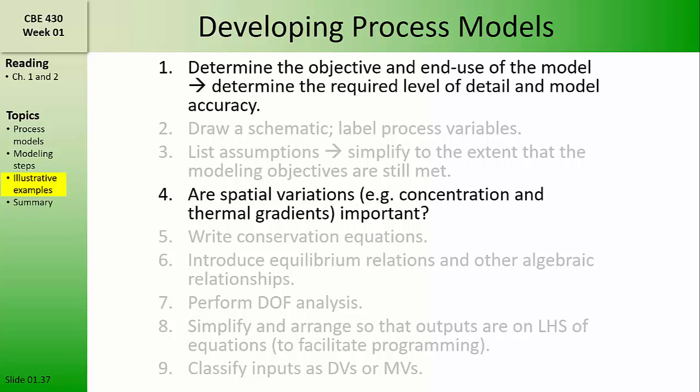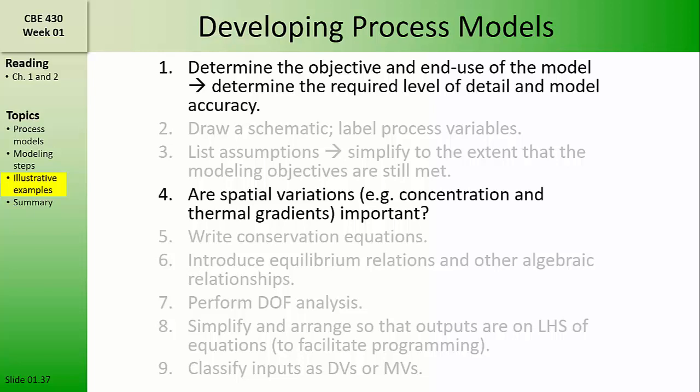So far, we've looked at examples of a blending tank, a heated tank, a reactor, a bioreactor, and an absorber. In all 5 of these examples, we've assumed that the material is perfectly mixed, or in the case of the absorber, at least within each stage, the stage was perfectly mixed.